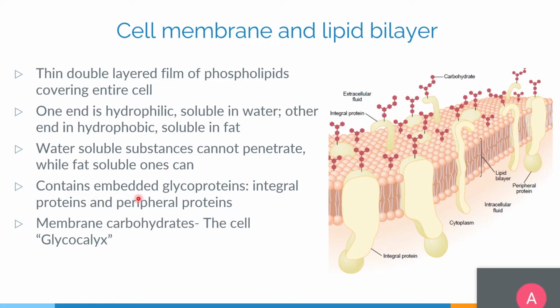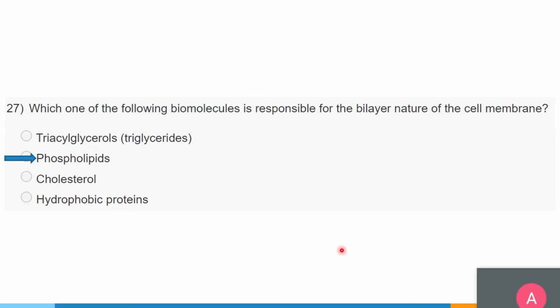The cell membrane also contains embedded glycoproteins, which can be integral proteins or peripheral proteins. There are also a number of membrane carbohydrates present throughout the cell, and this layer of carbohydrates is known as the cell glycocalyx. Thus, going back to our question, which one of the following biomolecules is responsible for the bilayer nature of the cell membrane? The answer obviously is phospholipids.